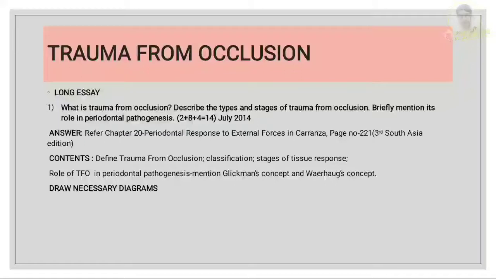Two classifications are given in Carranza, that is the primary trauma from occlusion and secondary trauma from occlusion is one classification. Another classification is acute trauma and chronic trauma. And then once you have written about the classification, write about the stages of tissue response, that is the 3 stages: injury, repair, and remodeling. Then coming to the last part, that is briefly mention its role in periodontal pathogenesis. For that, you have to mention the Glickman's concept and Waerhaug's concept for this part of your answer. Then please draw the necessary diagrams for this question.